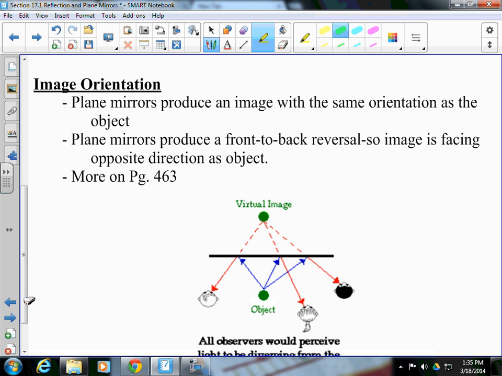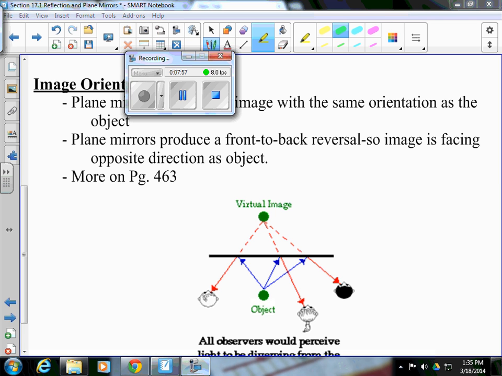Virtual images are on the opposite side of the mirror. Real images are on the same side of the mirror. We'll talk about this more. If you have questions, we'll have some problems to go over, and we will further our explanations when we talk about curved mirrors in section 17.2.